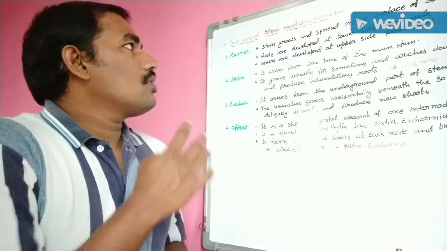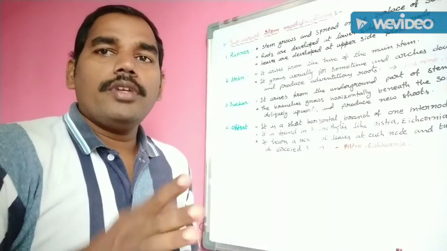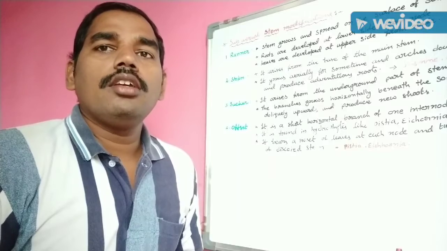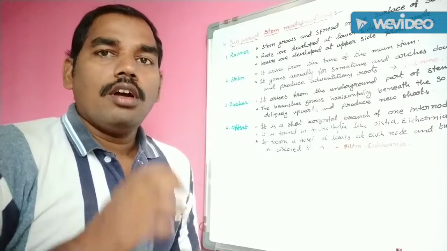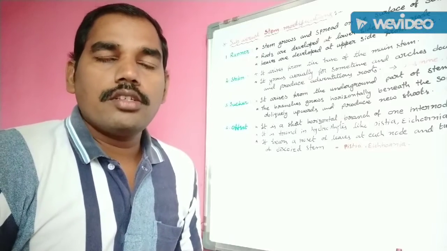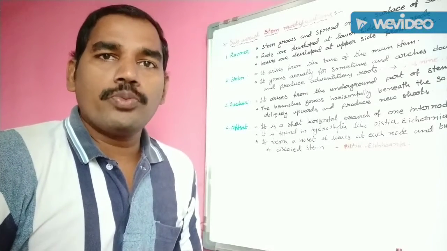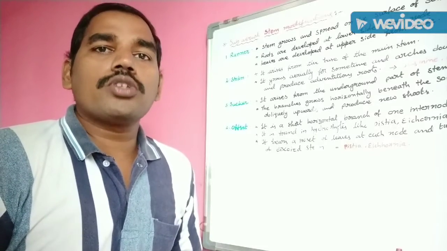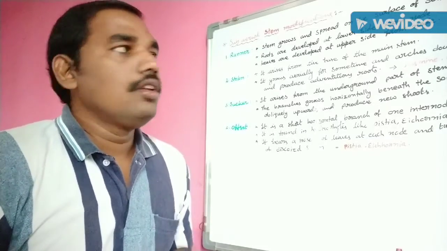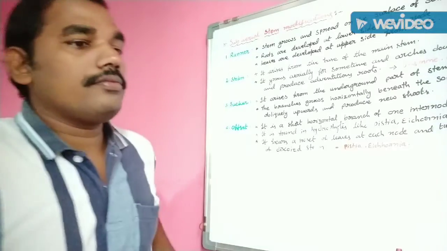Okay, this subaerial stem modification. All subaerial stem modifications are mainly useful for vegetative propagation. Remember this one? That means they are helpful for vegetative reproduction. Understand? The first one is runner.